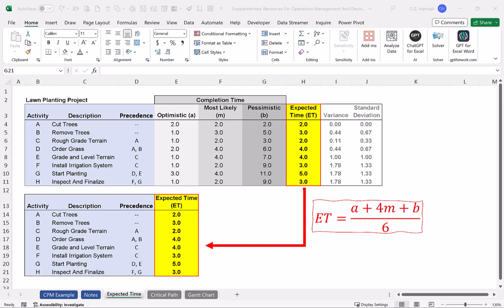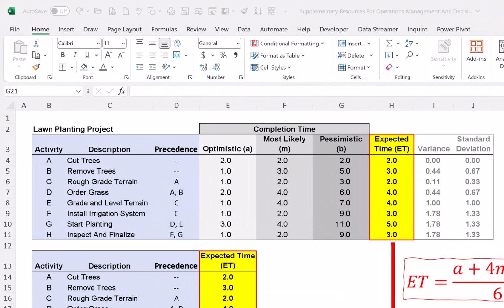Activities A and B are the beginning of the project, and they can go concurrently at the beginning, and they don't depend on anything prior to that. However, the rough grading of the terrain, activity C, depends on the completion of A. So A has to be finished, whatever length of time it takes, before we go on to step C, and likewise the following steps.